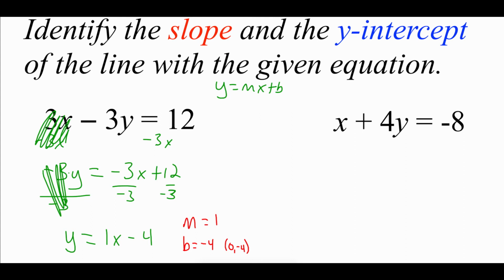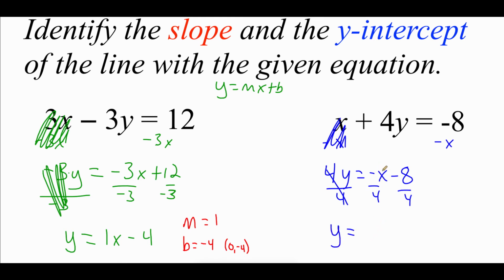As we look at our next example over here, we've got x plus 4y equals negative 8. Again, we want to get this written in slope-intercept form, y equals mx plus b form. So I want to work on getting the y all by itself. The first thing I'm going to do is subtract this x over to the right-hand side. So those x's on the left-hand side will cancel out, leaving us with 4y equals negative x minus 8. Now I need to divide everything by the 4 in here to try to get that y all by itself. So we get y equals.